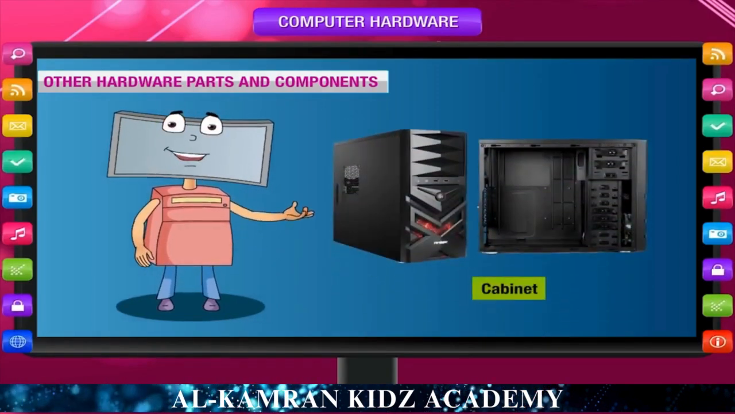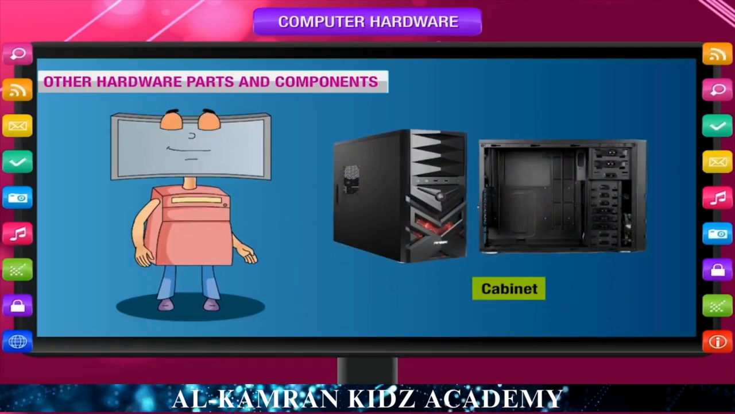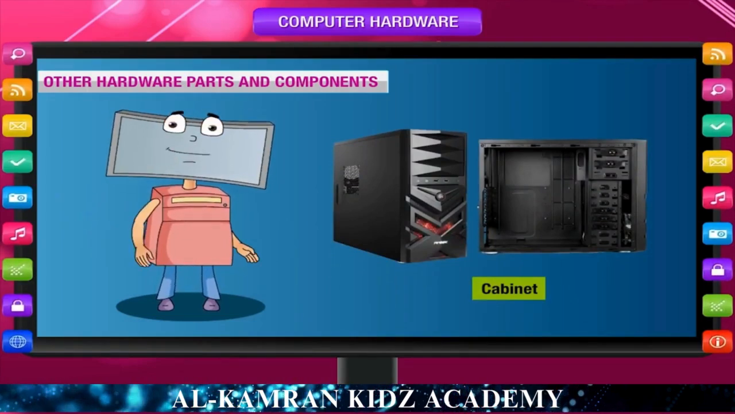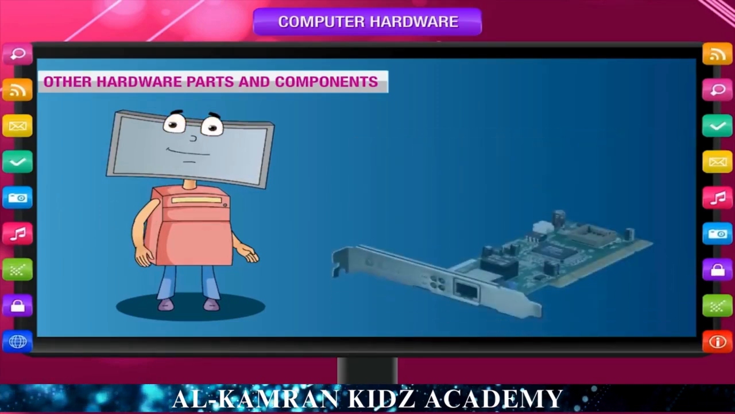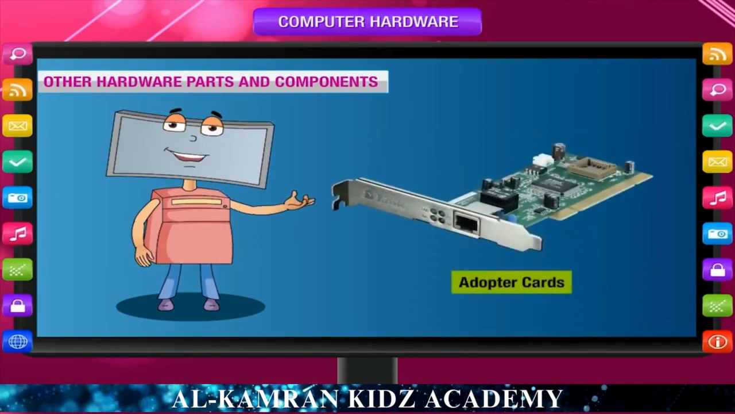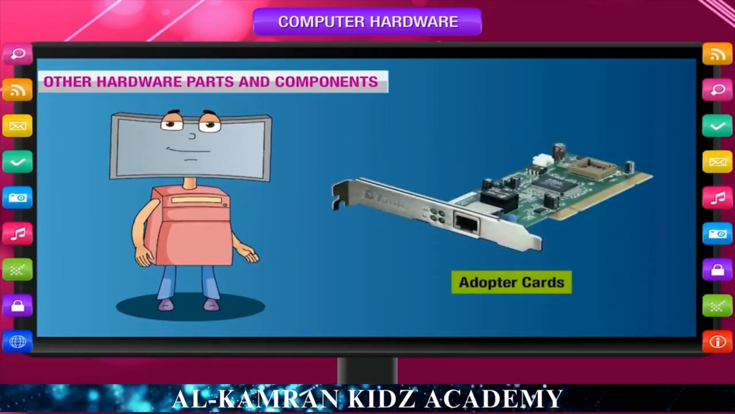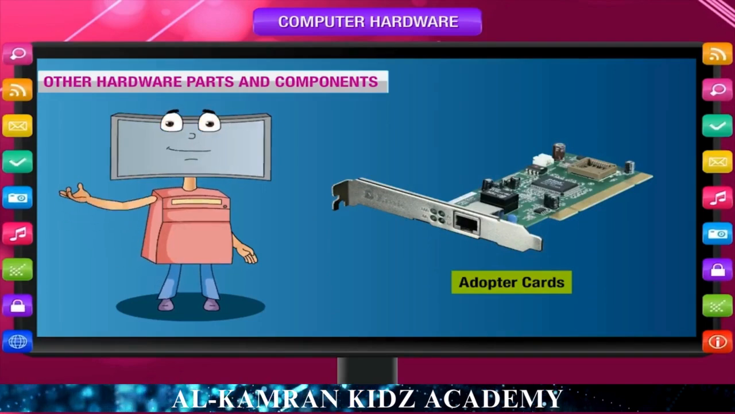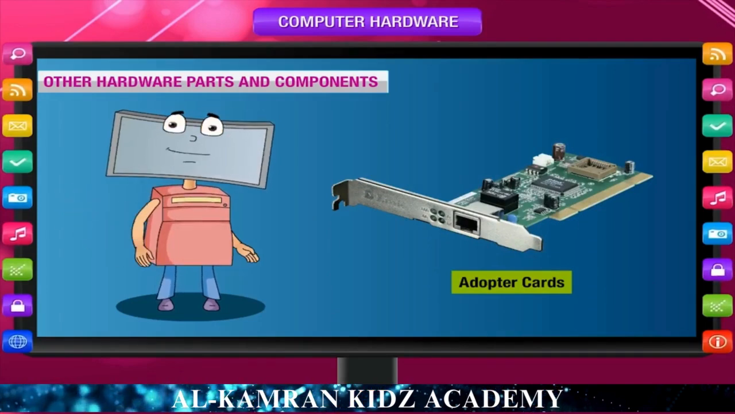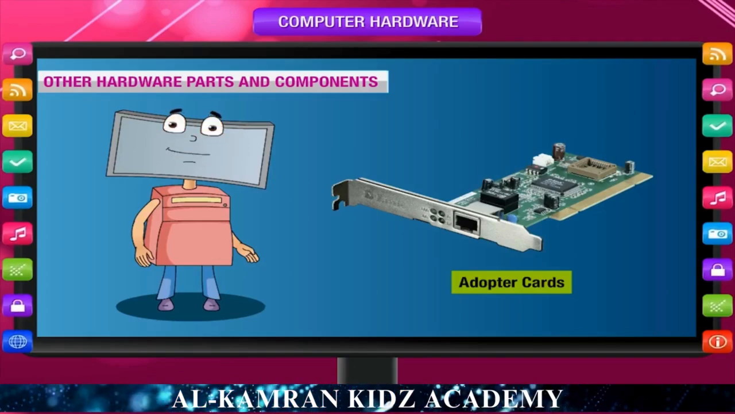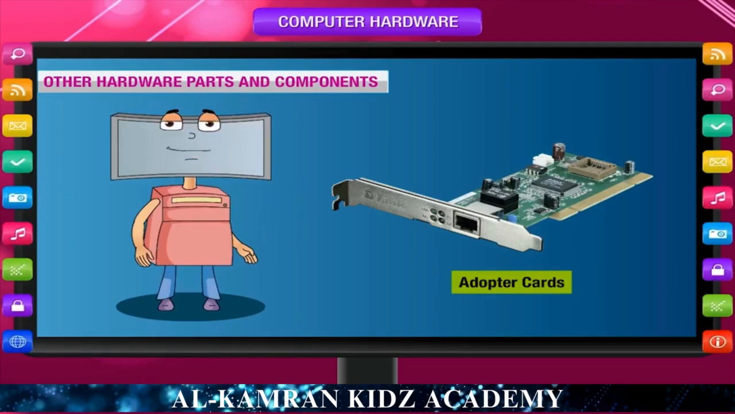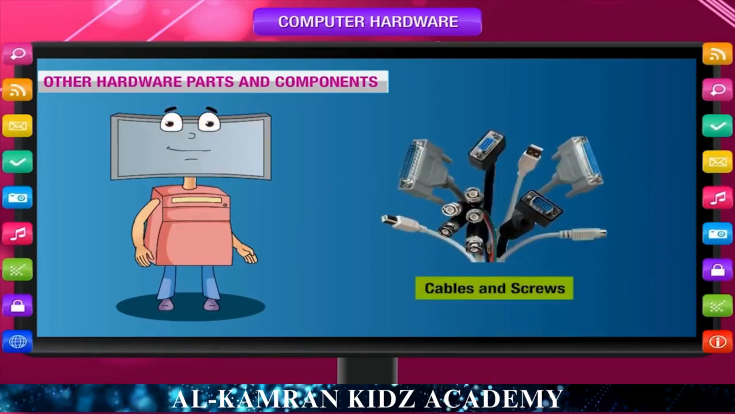Cabinet. The cabinet is a metallic box in which all the parts are assembled. This is also known as a computer chassis. Adapter cards. There are various small circuit boards known as adapter cards. They are used to connect special types of devices and generate computer signals according to them. Graphics cards, sound cards, and video adapter cards are examples of the same.